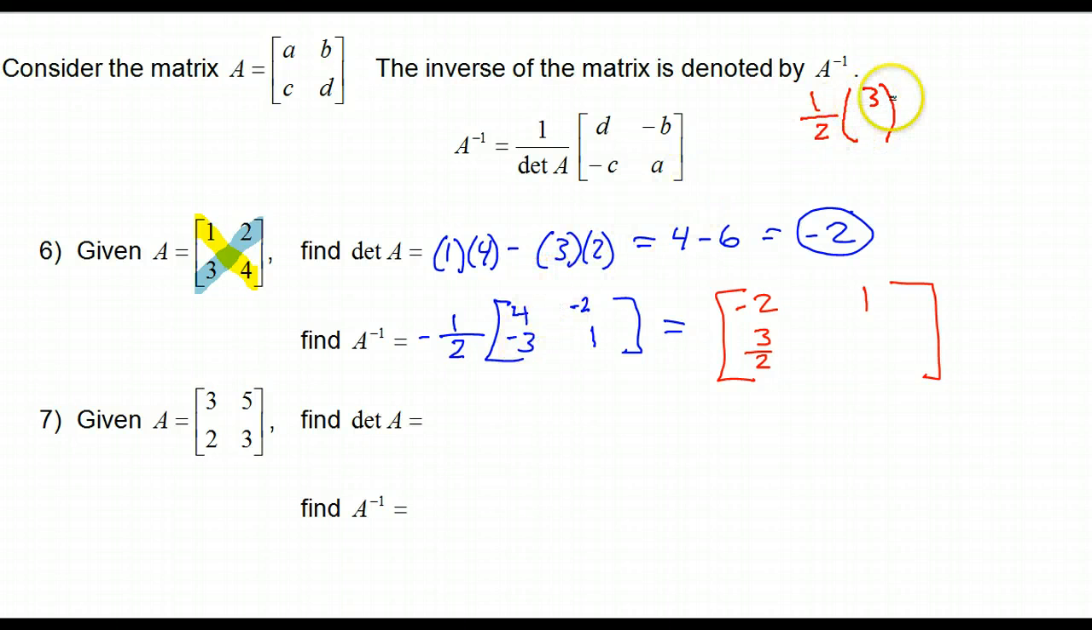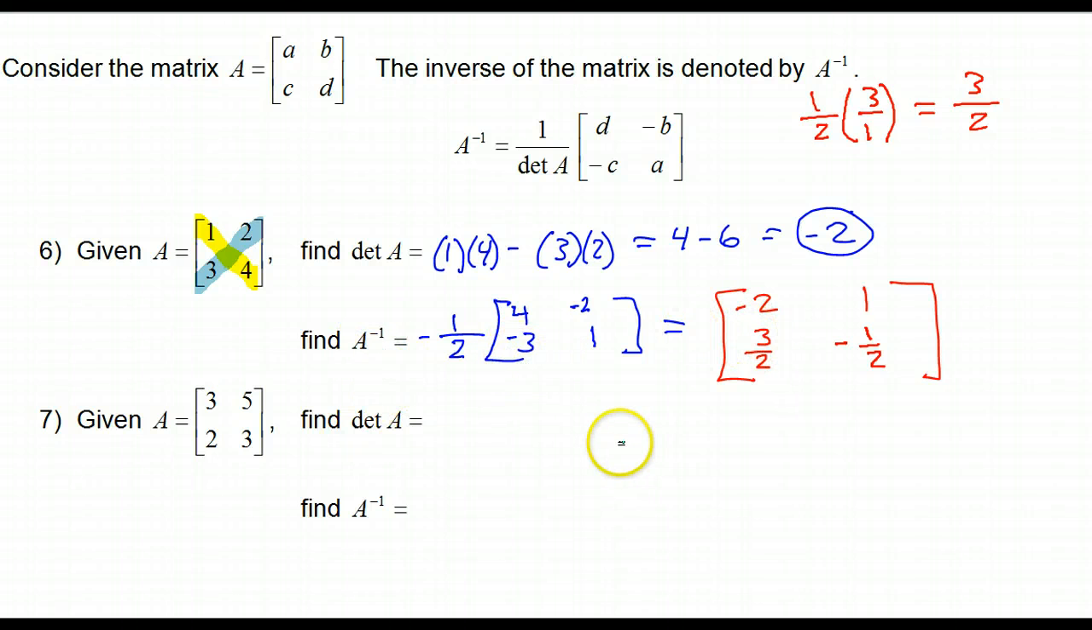I put it up high because I'm going to think of it as 3 over 1. 1 times 3 is 3, 2 times 1 is 2. That's where the 3 over 2 is coming from. Anything times 1 is itself, so this is just going to be -1/2. So this red right here, this would be the final answer. This would be the inverse.